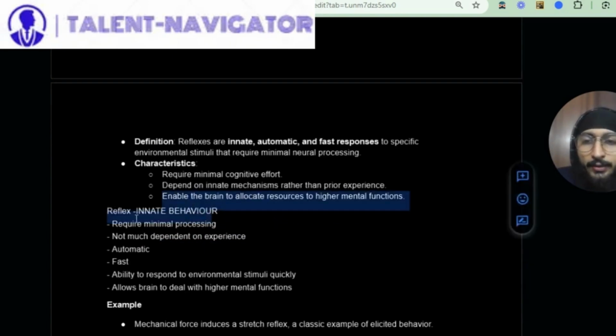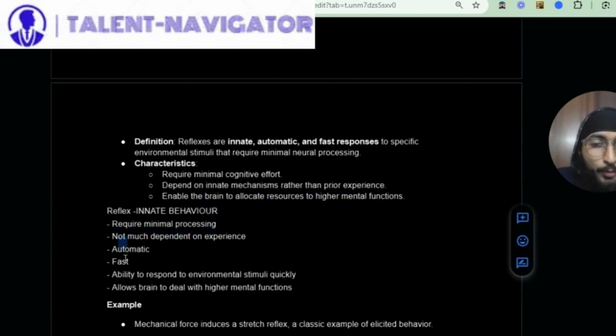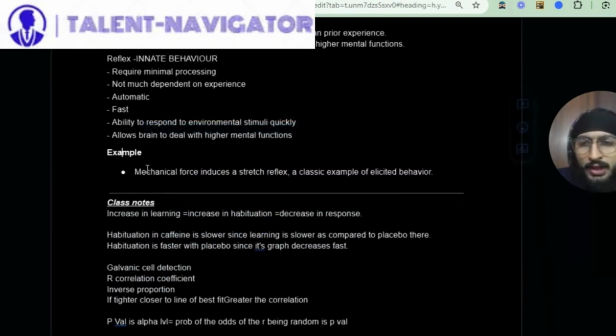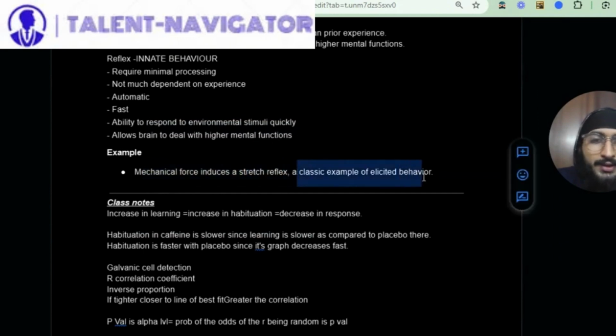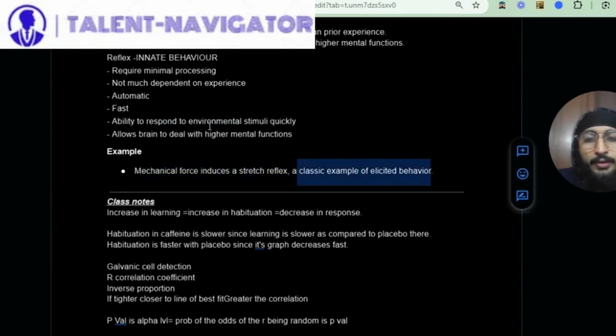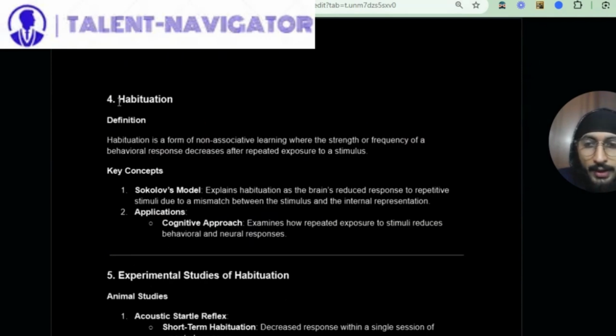So a reflex is basically an innate behavior, requires minimal processing, is not much dependent on experience, is automatic and fast, with the ability to respond to environmental stimuli quickly, and allows the brain to deal with higher mental functions. Now, example: the mechanical force-induced stretch reflex, a classic example of elicited behavior. We will come back to these class notes later and move on to habituation.